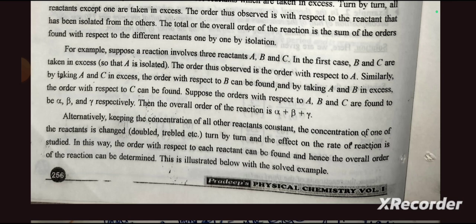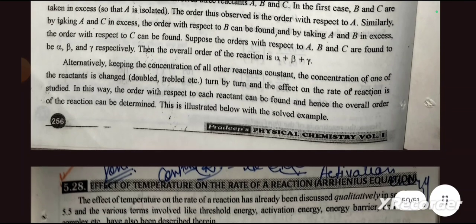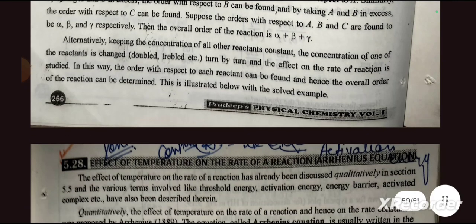Suppose the orders with respect to A, B, and C are found to be alpha, beta, and gamma respectively, then the overall order of the reaction is alpha plus beta plus gamma. Alternately, keeping the concentration of all other reactants constant, the concentration of one of the reactants is changed, doubled, tripled, etc. turn by turn, and the effect on the rate of reaction can be determined. This is illustrated below with the solved examples.